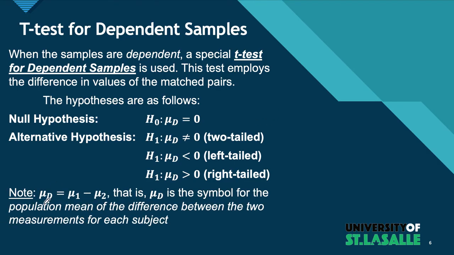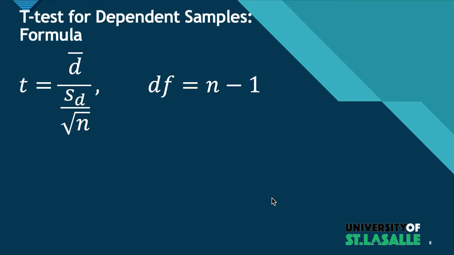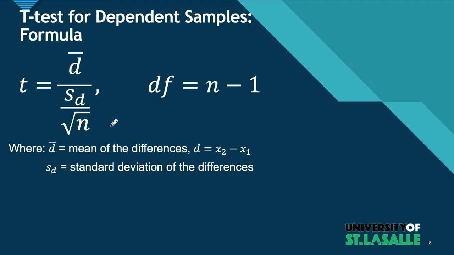Note that mu sub d is equal to the first mean minus the second mean. The d stands for the difference, or the symbol itself stands for the population mean of the difference between the two measures of each subject. So the formula is as follows. t is equal to d bar, wherein d bar means the mean of differences, wherein each d sub i is equal to x sub 2 minus x sub 1. You get the mean of all of that, divided by s sub d, which is the standard deviation of the differences, and n will be the number of pairs, and then df will be equal to n minus 1, which is the degrees of freedom.